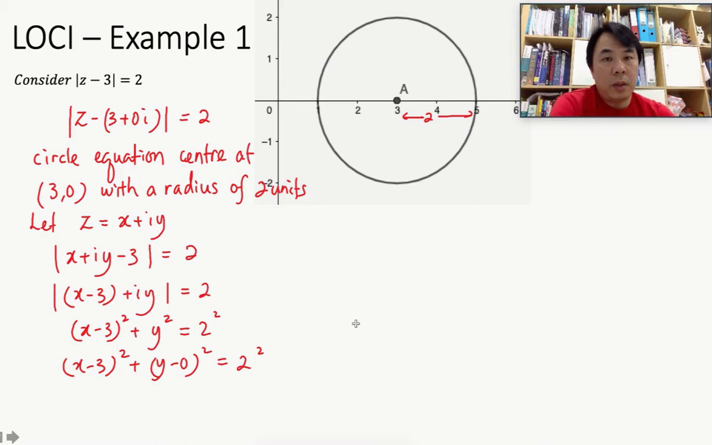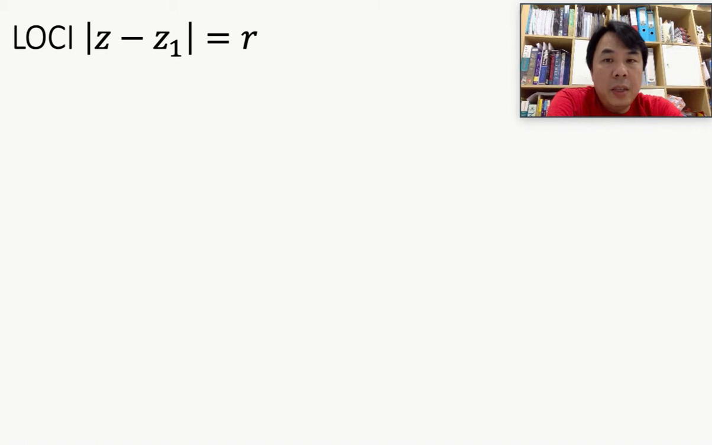Alright, I'm going to move on to the next one soon. The general form for any circle equation can be given by this format here. You can see that it is the modulus of z minus z1 equal to r, where z1 is any point on the Argand diagram. So here I'm going to let z1 be a plus bi, where i squared is equal to negative 1.